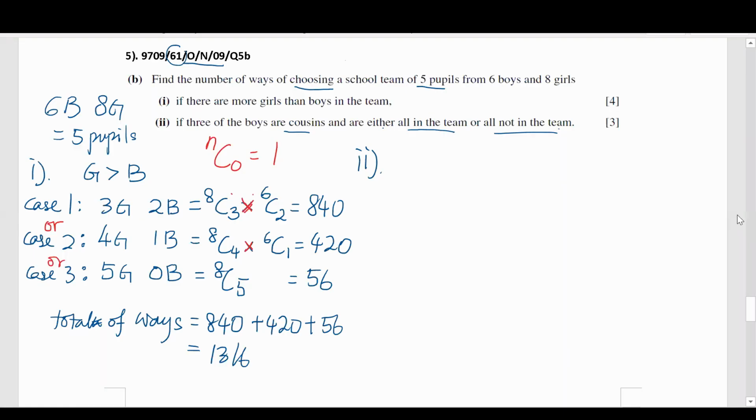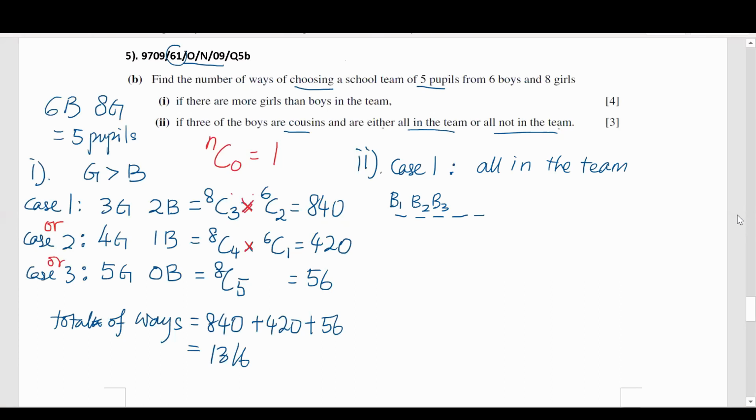So according to the restrictions, first we have to consider case 1, where all 3 persons are all in the team. And we need a team of 5 pupils. And these 3 persons are in the team. So we have a boy 1, boy 2, and boy 3. So then we still need 2 more pupils, correct?